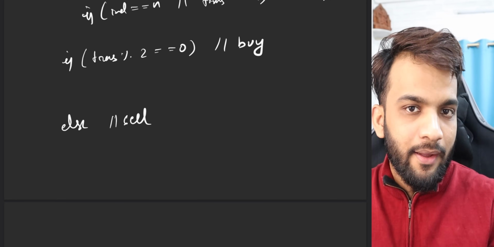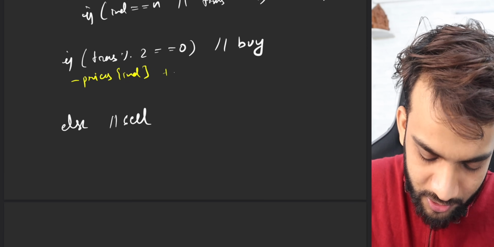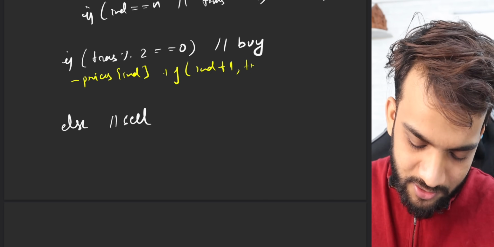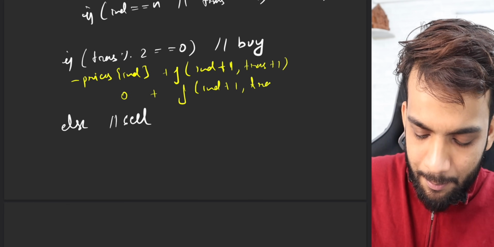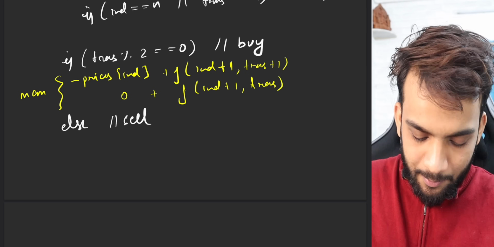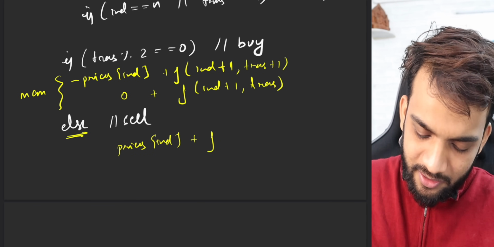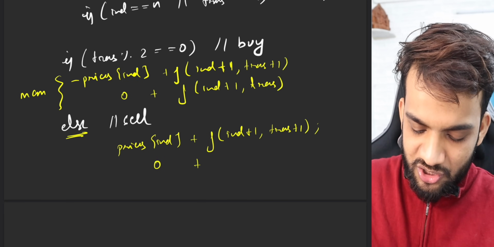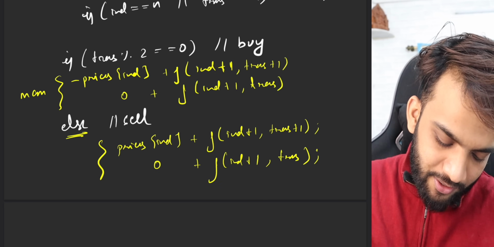Whenever it is a buy, you have to invest this much into the market, you move to the next day, and you move to the next transaction number, so transaction plus 1. If you're not buying, you move to the next day, but the transaction number will not change. And what you return is the max of them. And if you're performing a sell, then you sell it, so this is what you get, and you go to the next day and increase the transaction by plus one. Otherwise, you go to the next day and the transaction remains the same, and you again return the max of it.